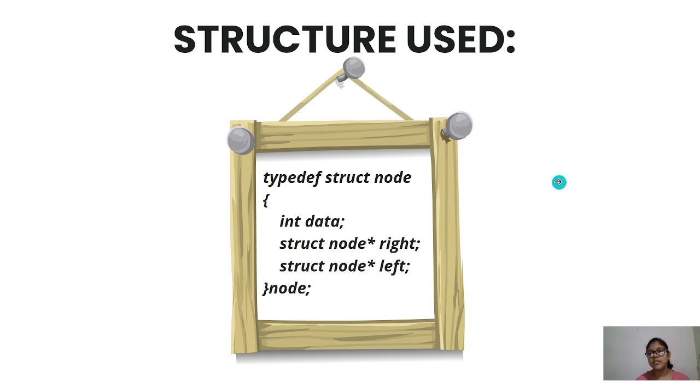We will define this node in this way. This will contain a data. This will have a right side, this is a left side. Here struct node star right, that is a pointer type right, and pointer type node star left. This is obviously the self-referential structure that contains a right and left pointer.